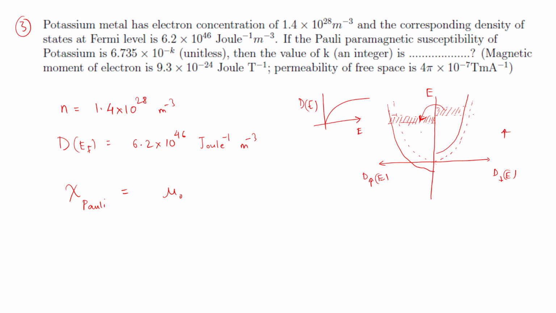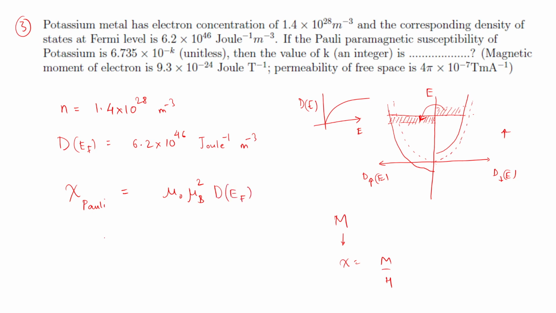So by counting the increment in the number of electrons with plus half spin, you will get this formula, and then you will get the magnetization, and from the magnetization you will get chi is equal to M over H. This is how you do it if you go through the lecture, or in some books also you can find it. So what you get is the formula mu naught mu B square and D of EF.